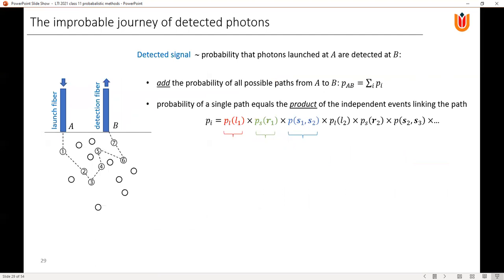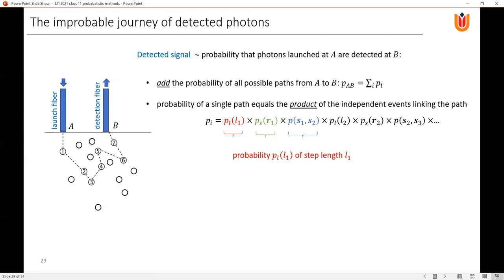So if we look at, for example, this geometry where we have a fiber that launches light into the tissue and one that detects light from the tissue, so A and B are separated by a certain distance, then what is drawn here would be a possible path for photons to get from A to B. It would propagate to particle 1, scatter there, then propagate to particle 2, scatter there, etc. The probability of this particular path is then the product of the independent probabilities that make up this chain.